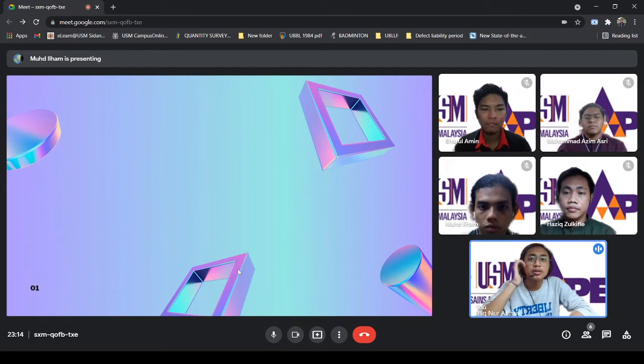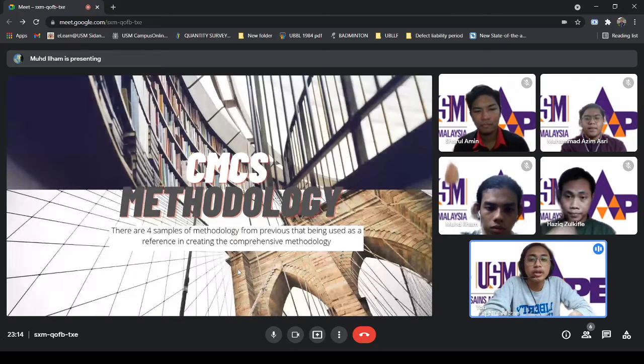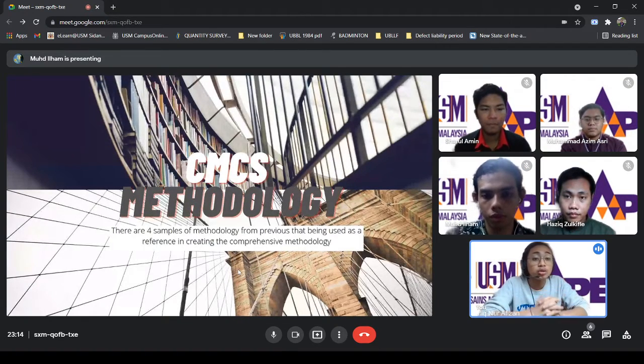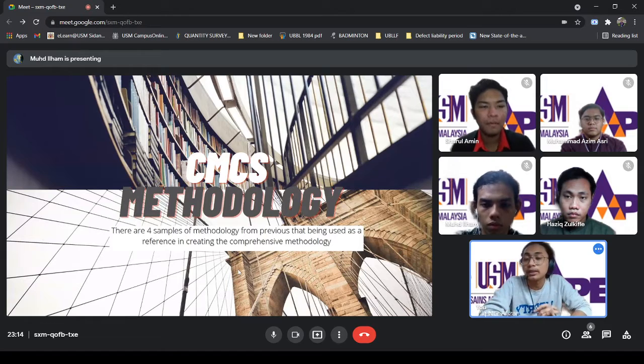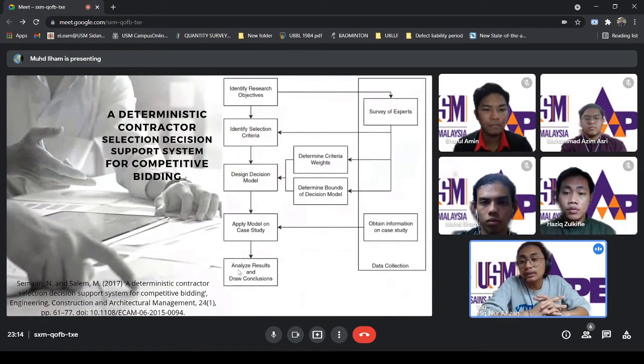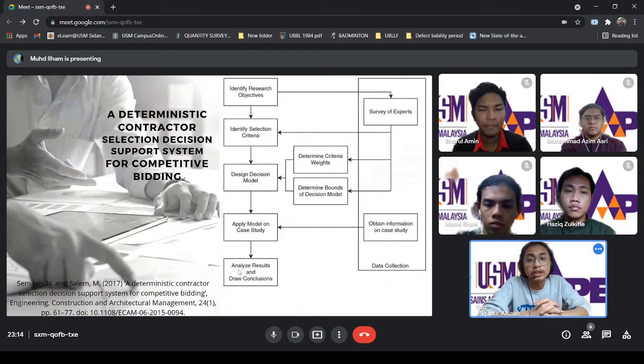Hi, Assalamualaikum warahmatullahi wabarakatuh, and a very good day to all. This is our CMCS methodology, and before we go through our methodology, I will show you the sample of methodology that we use as our reference. Next slide, please. So in this example, we can see they use a different type of flowchart of their contractor selection, and we see the next slide.